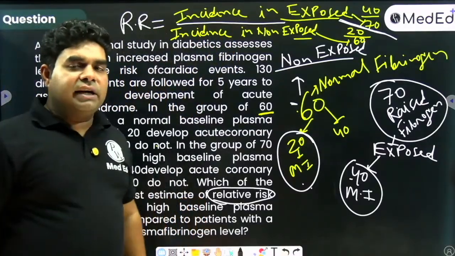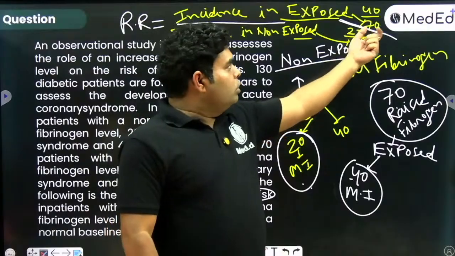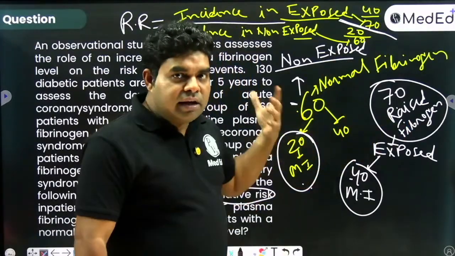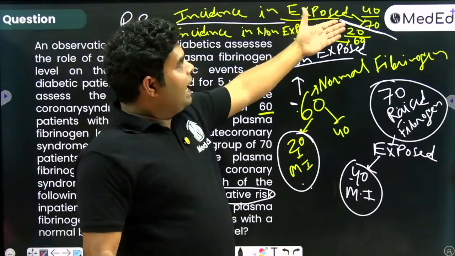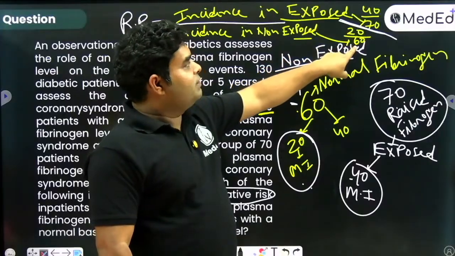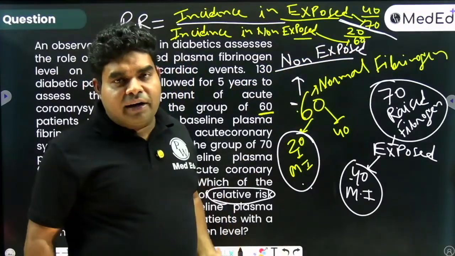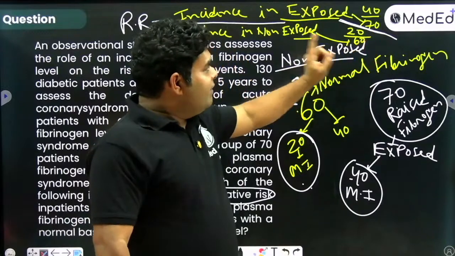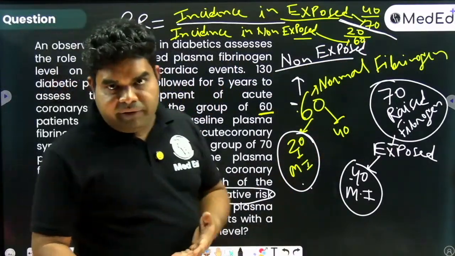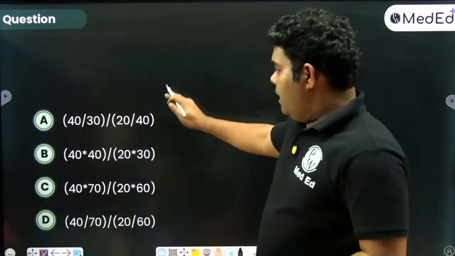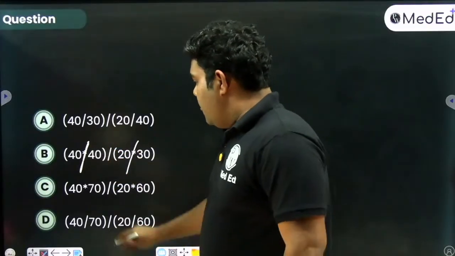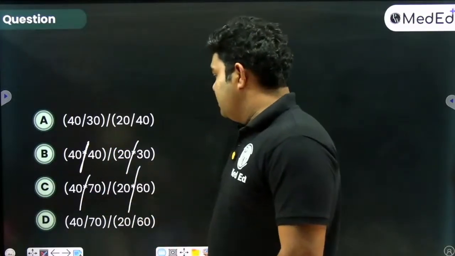And mostly when they give an exam numerical, they put both 70-70 or both 60-60. They put exposed and non-exposed equal. But here they are unequal, but this will be the answer. 40 developed it out of 70 exposed, and 20 developed a heart attack out of 60 non-exposed. So what is the relative risk? Relative risk is 40 by 70 divided by 20 by 60. If you try to solve it, the answer will come different, but the option that they have given is based on this. Is it 40 by 40 by 20 by 30? Or is it 40 by 70 by 20 by 60?